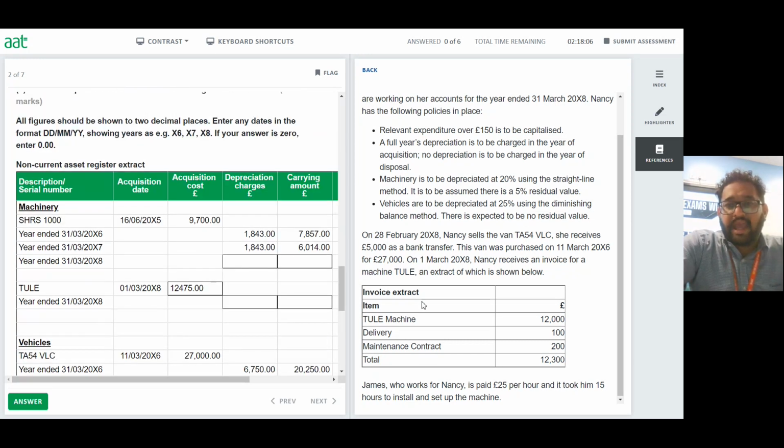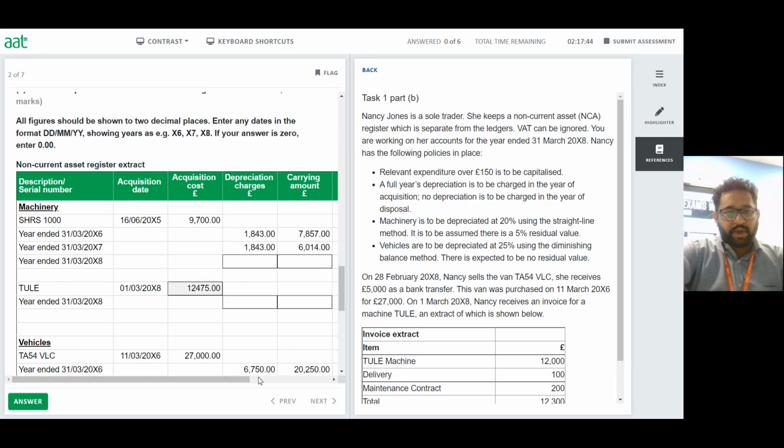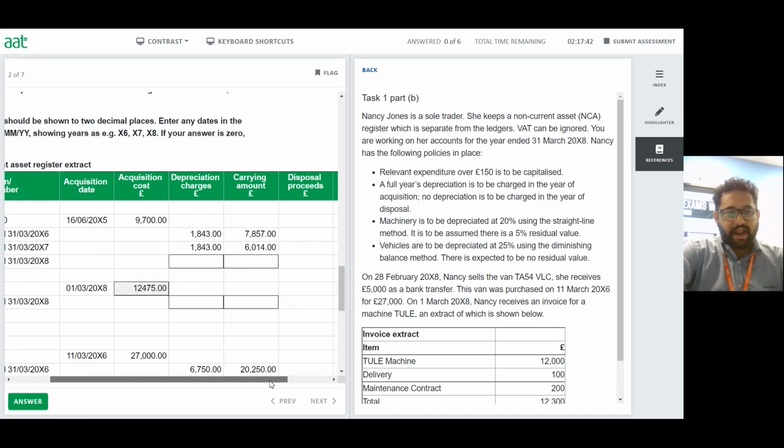And then also remember, they have a policy of 5% residual value of these assets when we're depreciating them. So we're going to do a straight line 20% of the depreciable value. So let's see how I'm going to depreciate these non-current assets. Let's see an example of it now.